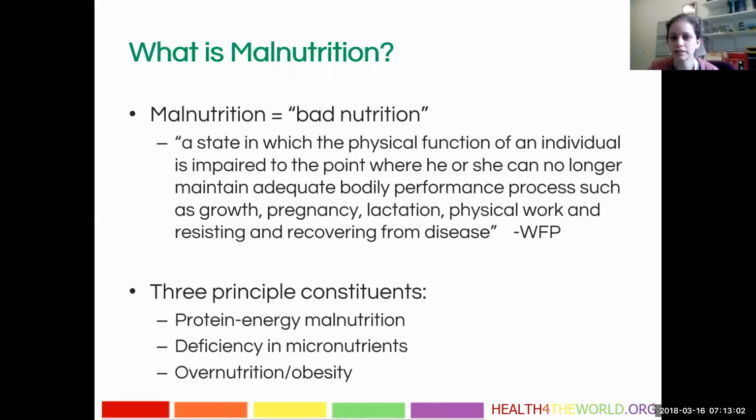So to start, what is malnutrition? Mal means bad, nutrition, and it's been defined by the World Food Program as a state in which the physical function of an individual is impaired to the point where he or she can no longer maintain adequate bodily performance processes such as growth, pregnancy, lactation, work, and response to disease.